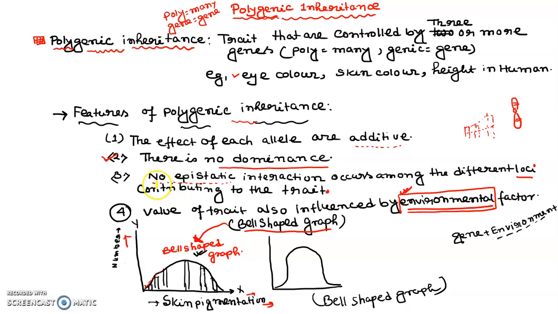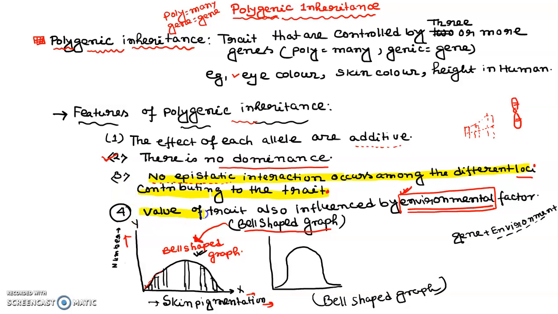No epistatic interaction occurs among the different loci contributing to the trait. So there is no epistasis. Epistasis, we know, is a non-allelic interaction. If one gene suppresses the expression of another gene, we call it an epistatic interaction. So in polygenic inheritance, no epistatic interaction occurs among the different loci contributing to the trait.